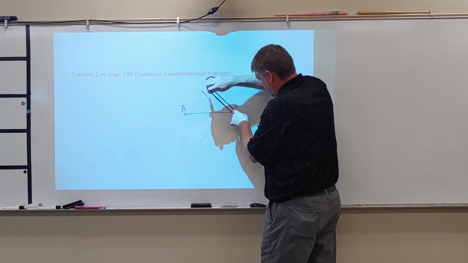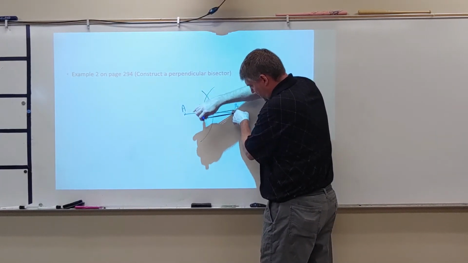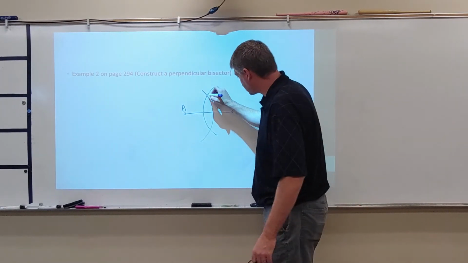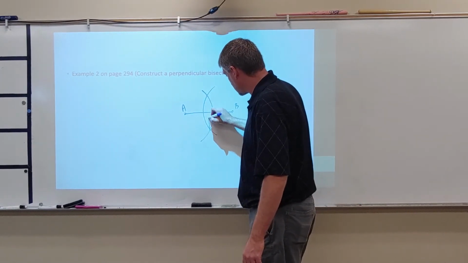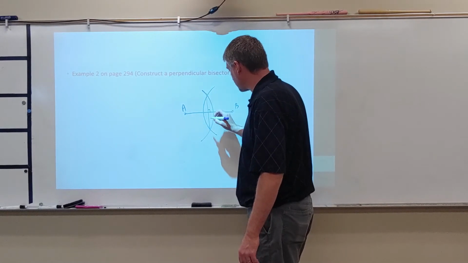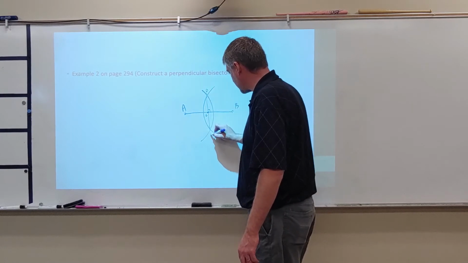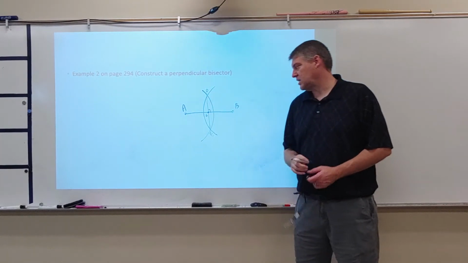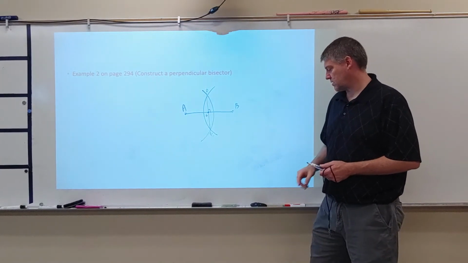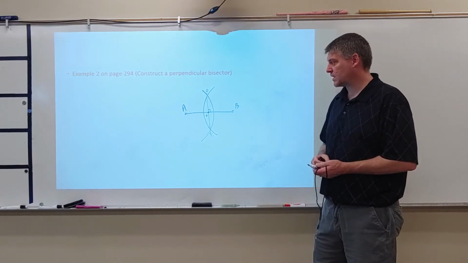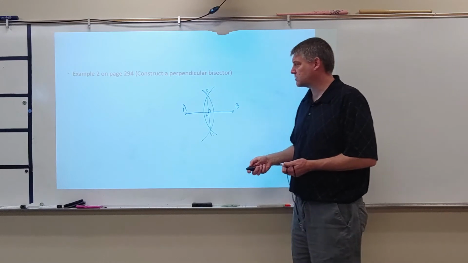And then I'm going to keep the same measurement on my compass. I'm going to make another arc there on B. Where these two arcs intersect, I'm going to connect them, and there's my perpendicular bisector. So this becomes C, we'll make this D and this E. So DE is the perpendicular bisector of AB. We did this back in one of the earlier chapters.